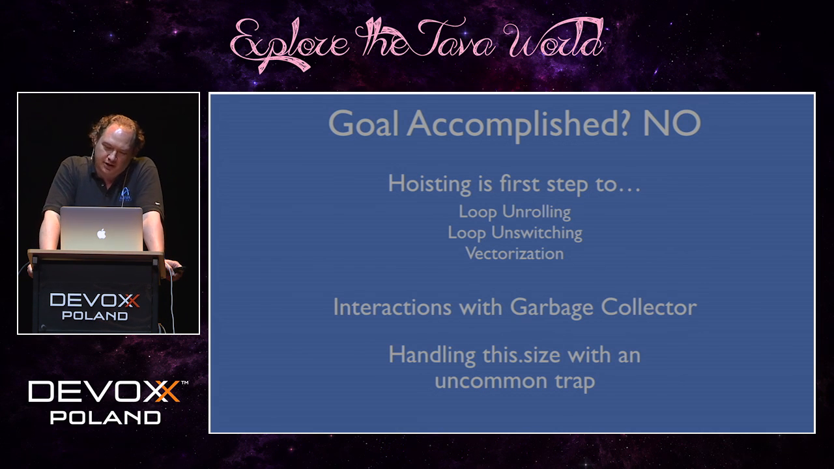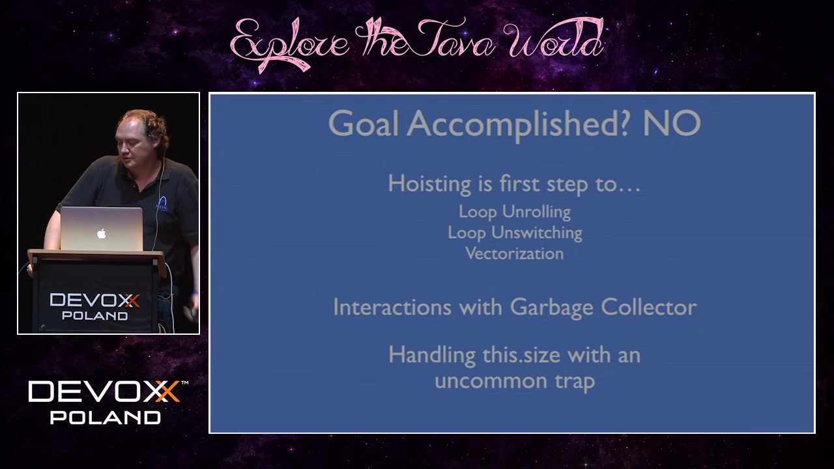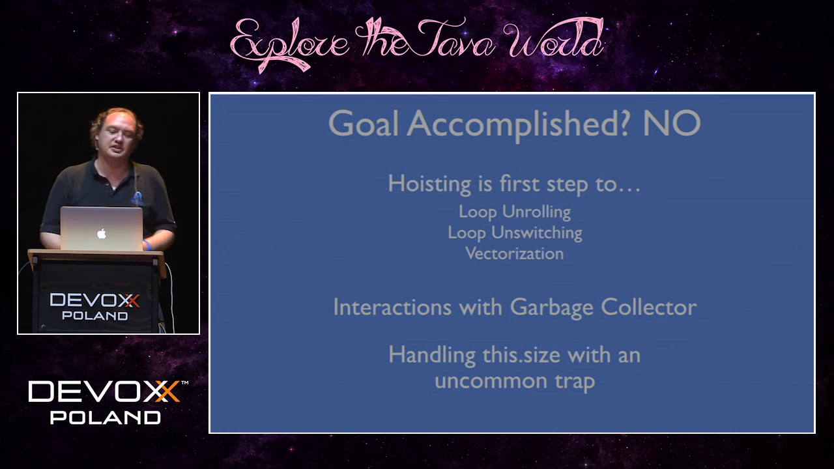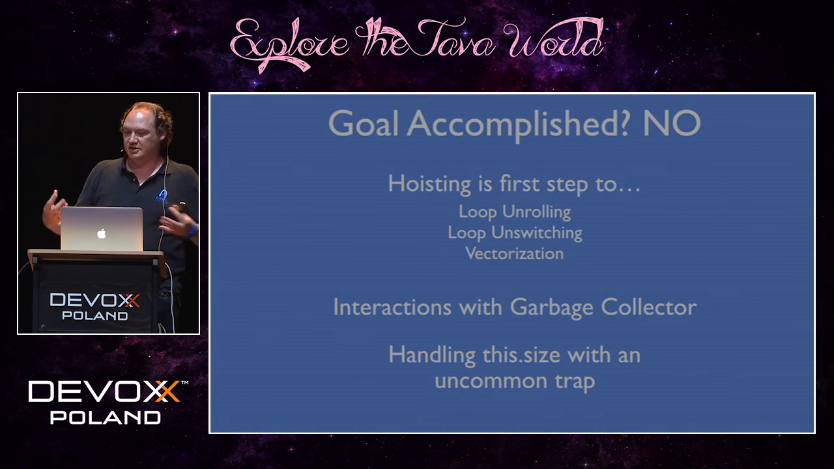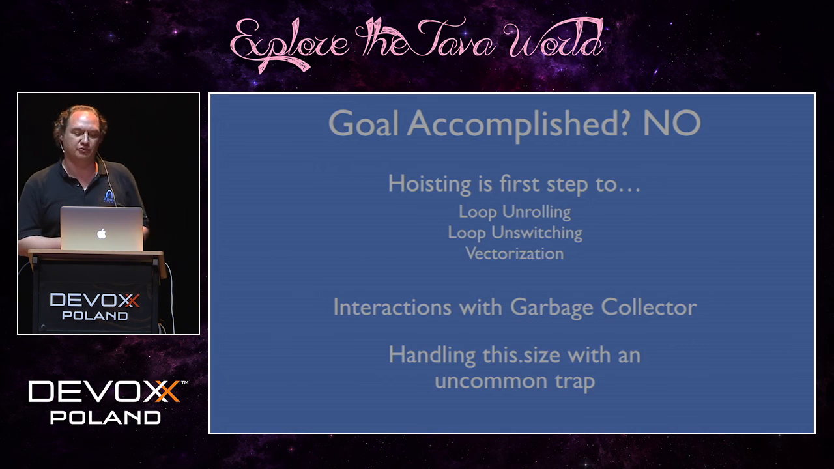And I didn't even explain to you how we handle this.size. The answer is we do a check and we put an uncommon trap before the loop. But we do have to do one more check. Comparing against the array length is still better than that. But we can put all these strategies together and make your code that's very dense and expressive quite performant on average.